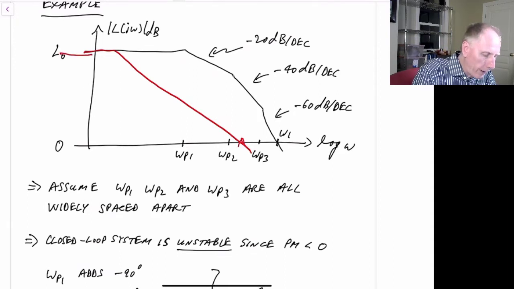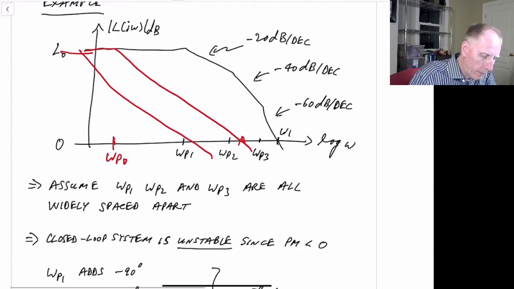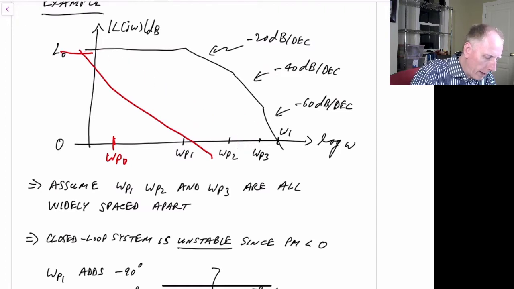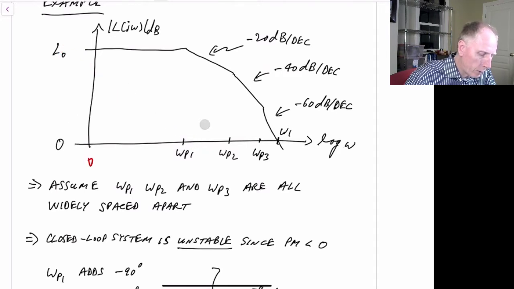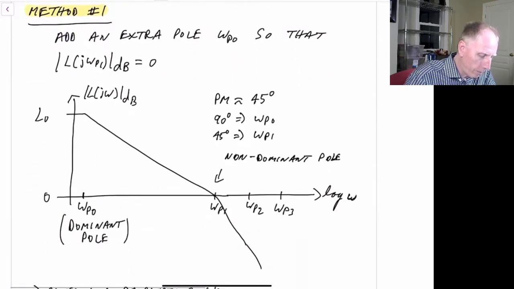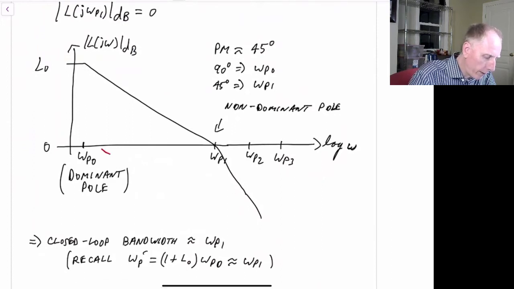If we add a new pole even earlier over here, then omega 1 would now occur at this location. If instead we made omega p0 even earlier, say down here, then omega 1 is going to occur even earlier. And we can move omega 1 to the left as much as we want by moving omega p0 to the left. So we're going to add a new pole omega p0, and that's our new pole over here.